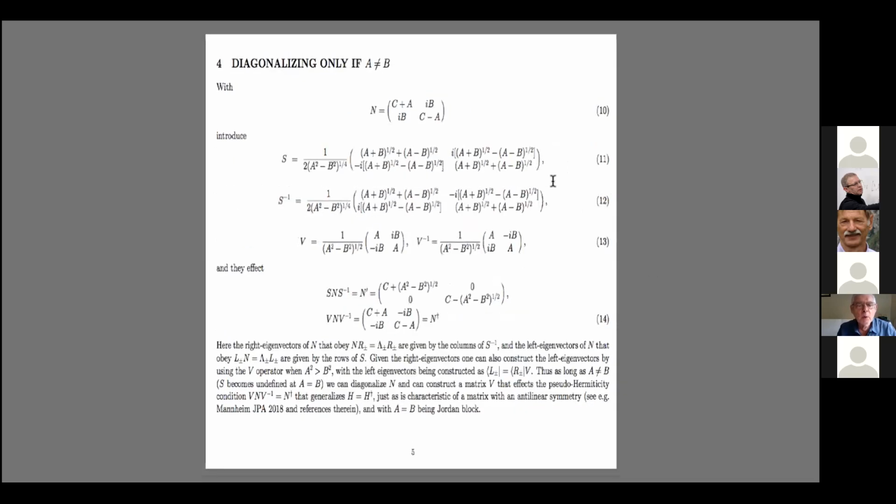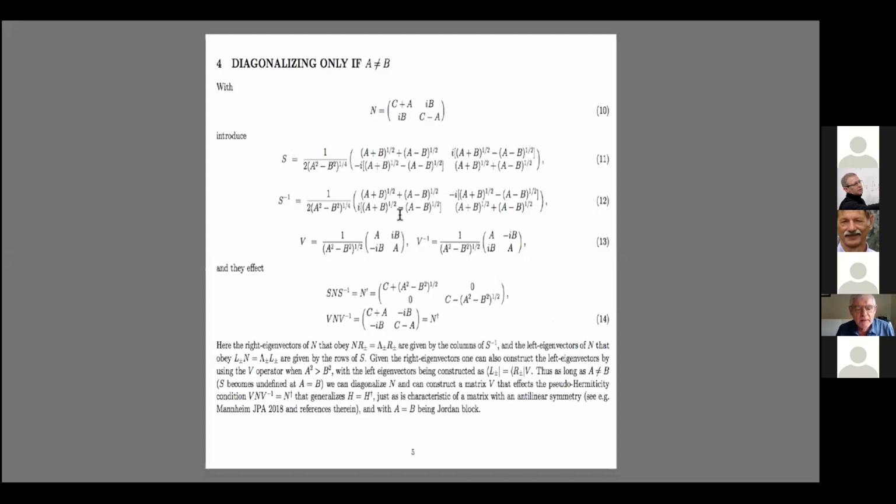Okay, now, diagonalizing, well, you can introduce an operator S and an operator S to the minus 1, and you find that when you apply S N S to the minus 1, you make N diagonal. You make it diagonal whether A squared is greater than B squared or less than B squared, but if A squared is equal to B squared, then this operator no longer exists. So the statement that the Jordan block situation is missing an eigenvector is the statement that there is no matrix that will diagonalize N when A is equal to B.